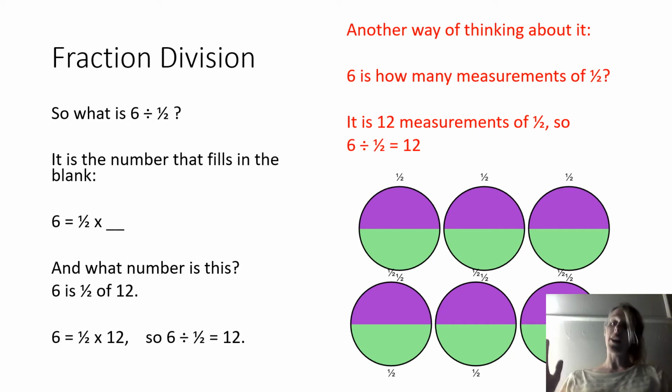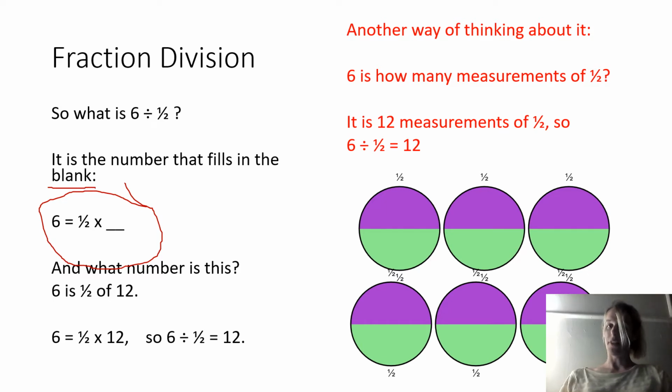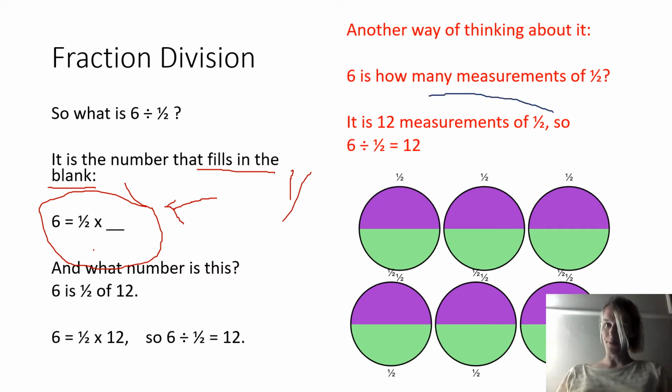And we can think of it in two ways still. We can think of it as the filling in the blank way: why is 6 divided by half equal to 12? It's equal to 12 because 12 is the number that fills in the blank in this equation. But there's another way to think about it too. Why is 6 divided by a half equal to 12? Because 6 is 12 measurements of 1/2. This is a very nice conceptual explanation.